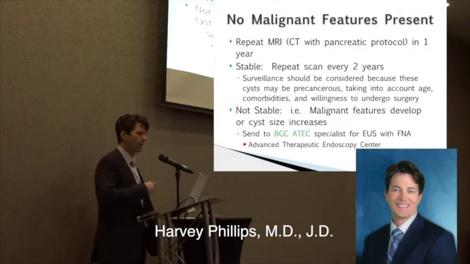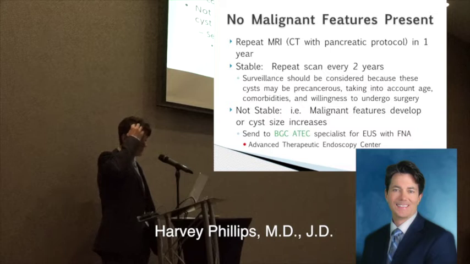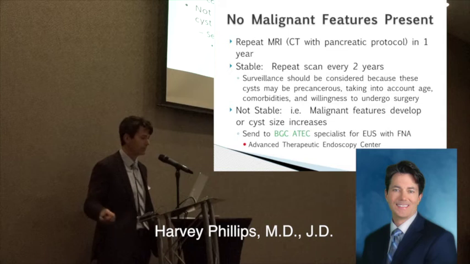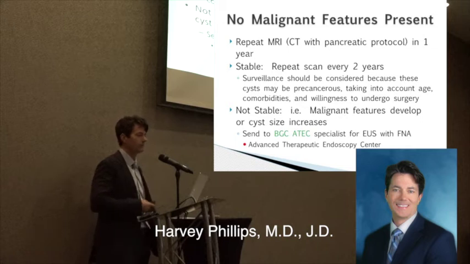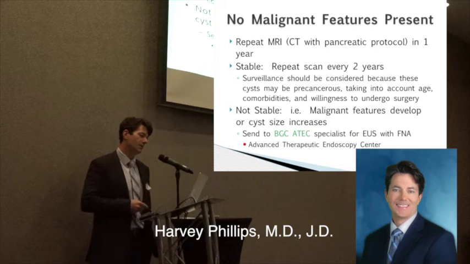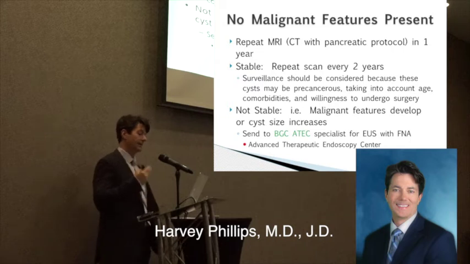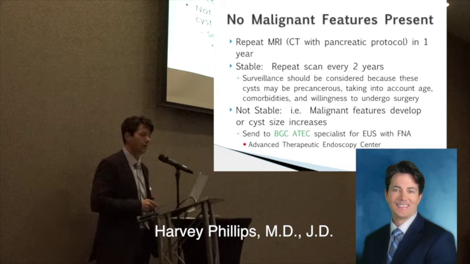All right, so what if there aren't any of these malignant features? Well, you have a cystic lesion, it's less than 2 centimeters, and you're just going to repeat the MRI, or CT with pancreatic protocol if they can't go in the MRI, in a year. If it's stable, then just repeat it every 2 years. Is there a termination of the repeating? Well, basically, as long as you think that the patient is interested in and can undergo surgery, you should keep doing the surveillance. That's pretty simple.